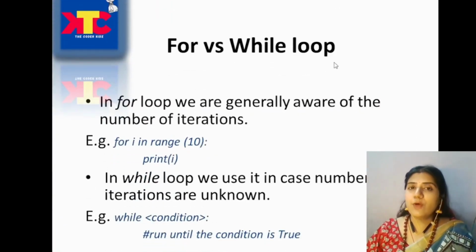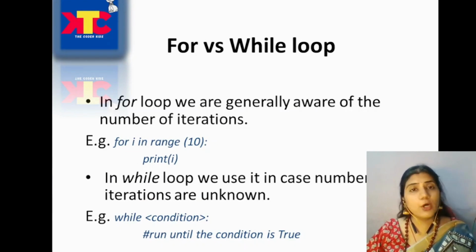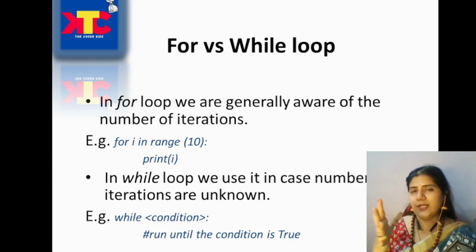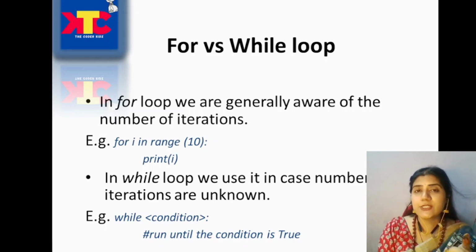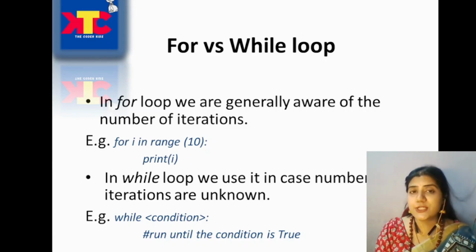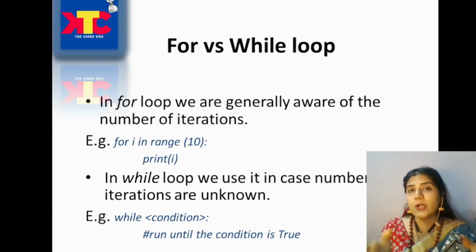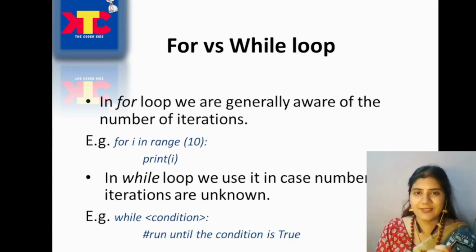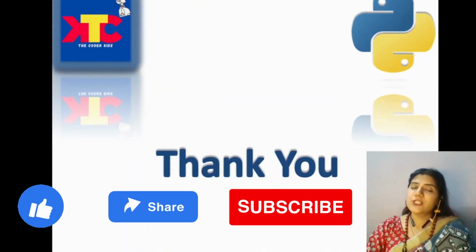Now let's move on to for versus while loop. The way I was telling you to observe the difference between for loop and while loop: in a for loop, we generally are aware of the number of iterations that occur. But in a while loop, we use it where the number of iterations that can happen is not known, like the example I just gave you. So your condition is going to keep on running as long as that condition is true. You do not know at what point your condition will become false, and that will be the loop termination in that case.